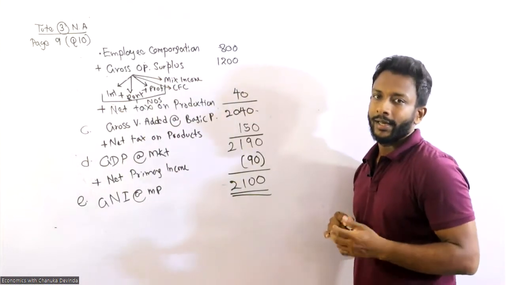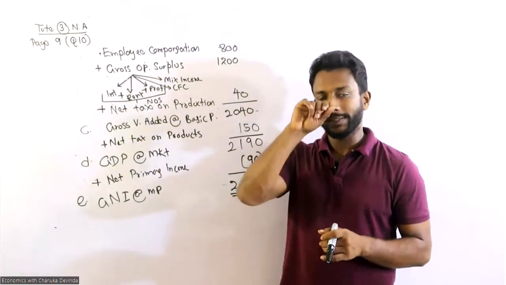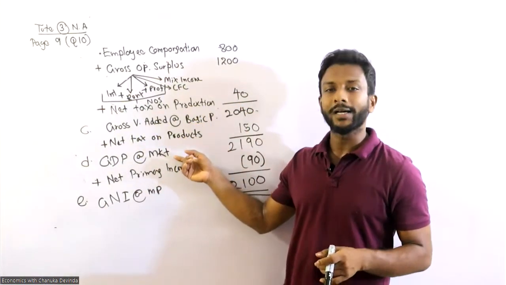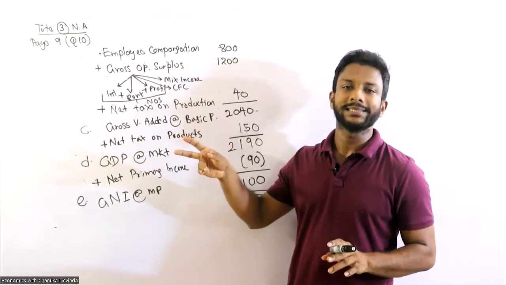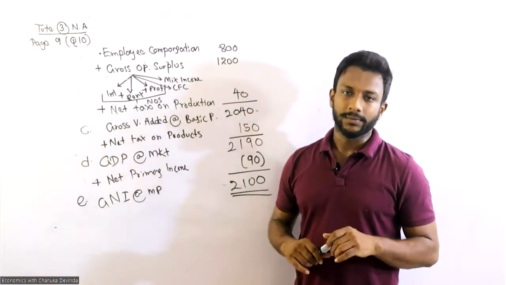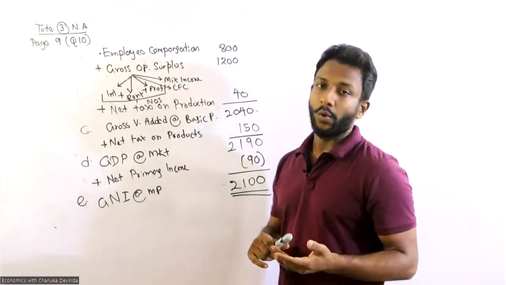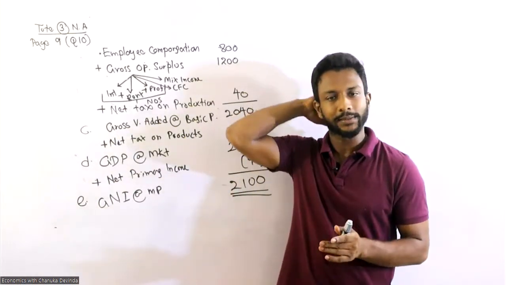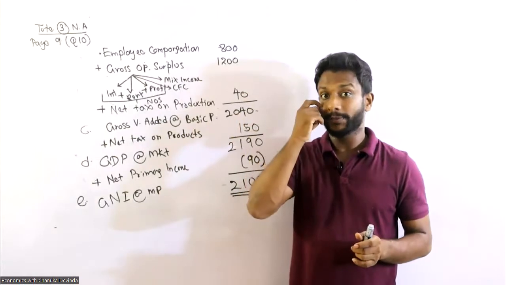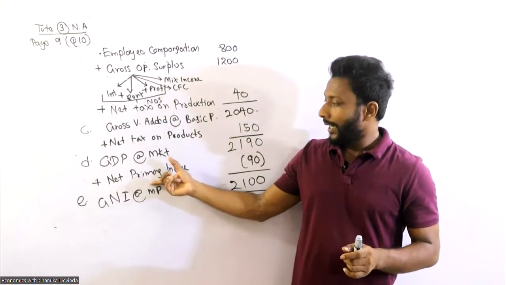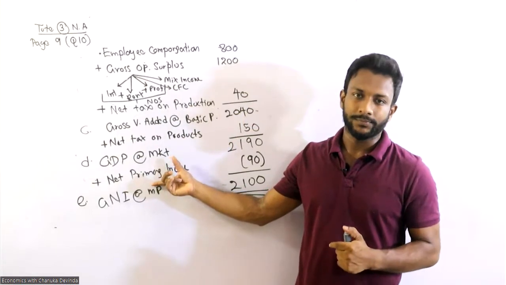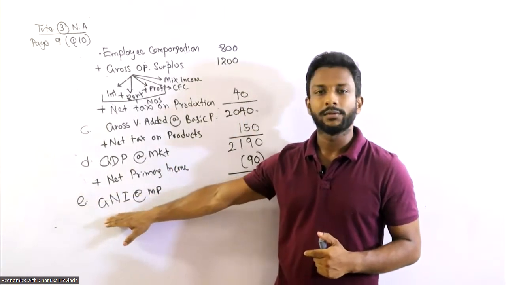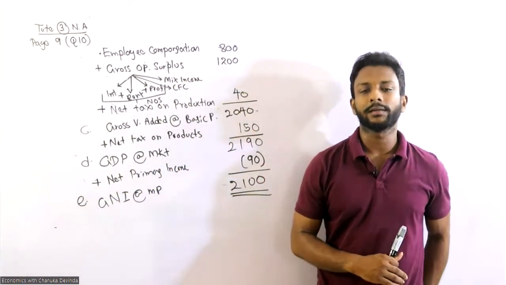Then it should be transferred to gross domestic product, GDP at market price. So how to transfer basic price to market price? Simply the difference is net tax on products, right? If there are no other elements, it's simply net tax on products. And then we need to add net primary income. Net primary income, then we can find gross national income, right?